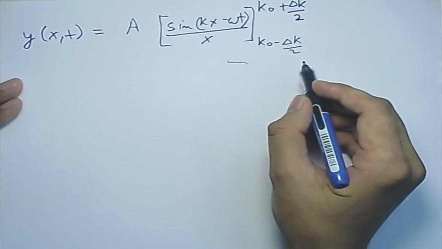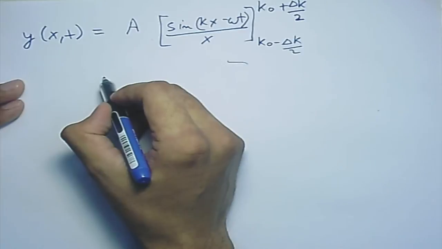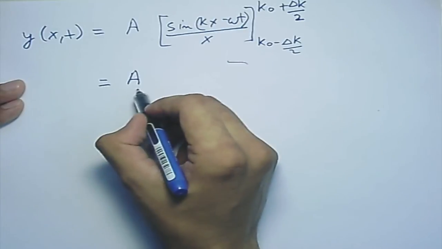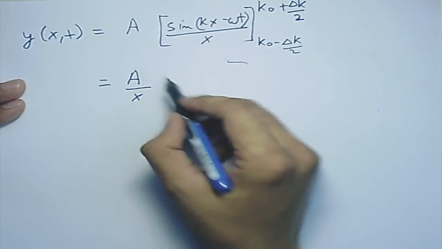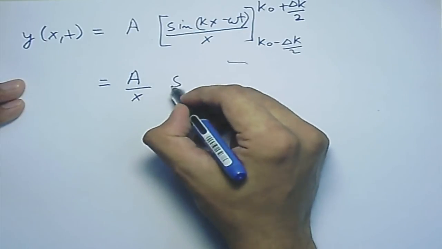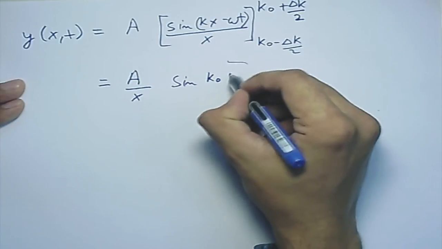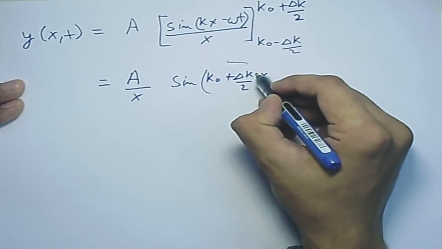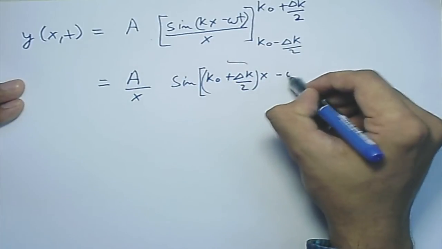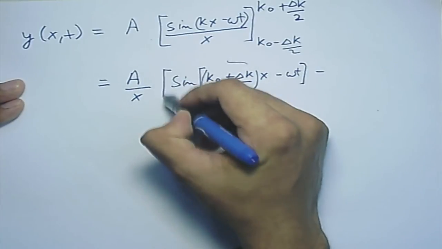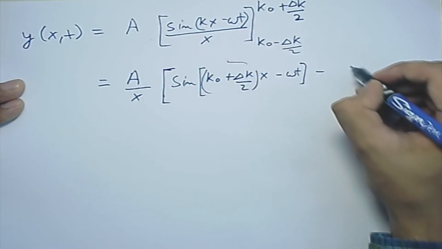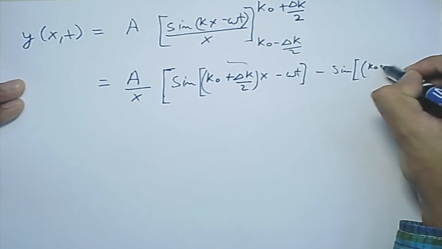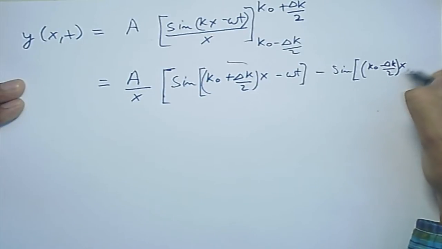All right, so now we make the substitutions and do some simplifications. We can just remove the x over here and group it with our A. And this would turn out to be sine of k naught plus delta k over 2 times x minus omega t, minus the whole thing subtracted by sine of, it's slightly tedious, k naught minus delta k over 2 times x minus omega t.